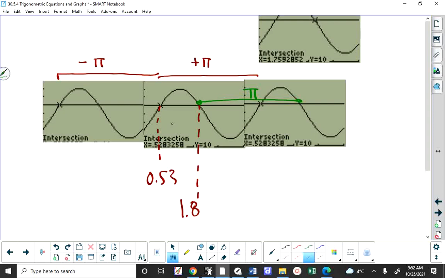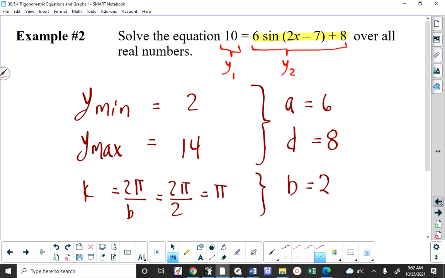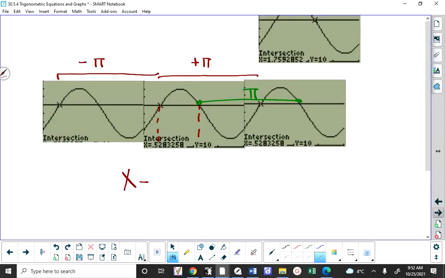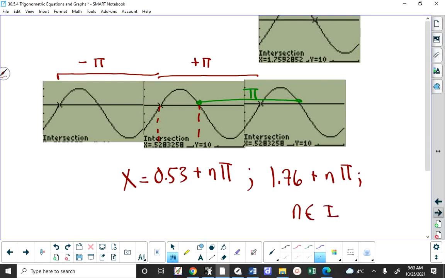So our solutions are going to be, was it theta or x? I guess it was x. x equals 0.53 plus multiples of pi and 1.76 plus multiples of pi, where n is an element of the integers. Any questions with that example?